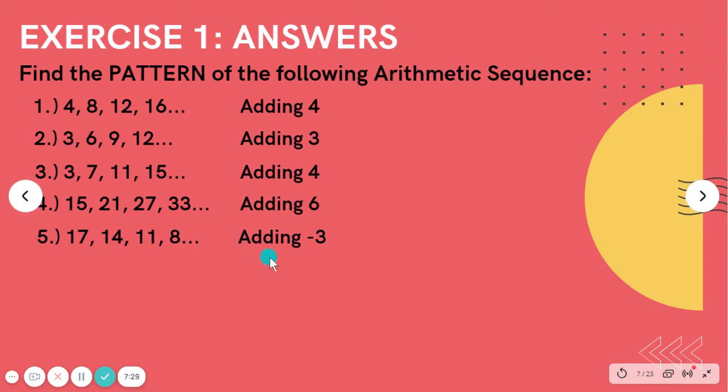And number 5, adding -3, meaning to say, nag-a-add lang tayo ng -3 sa bawat susunod na number. So 17 plus -3, that is 14. 14 plus -3, 11. 11 plus -3, that is 8. Now, yung pattern na nakuha natin, ang tawag natin dyan, that is the common difference of their respective arithmetic sequence.